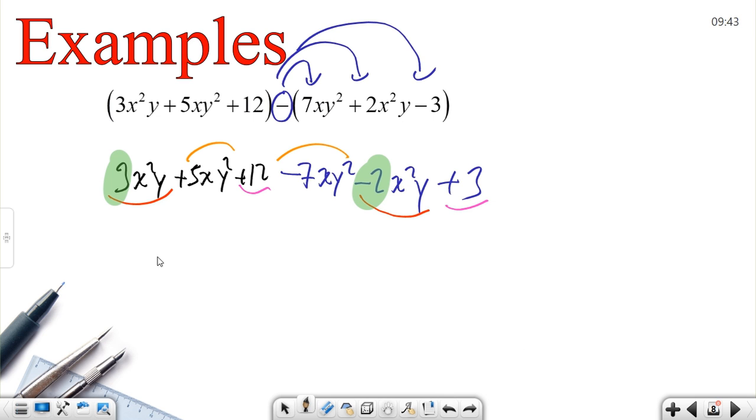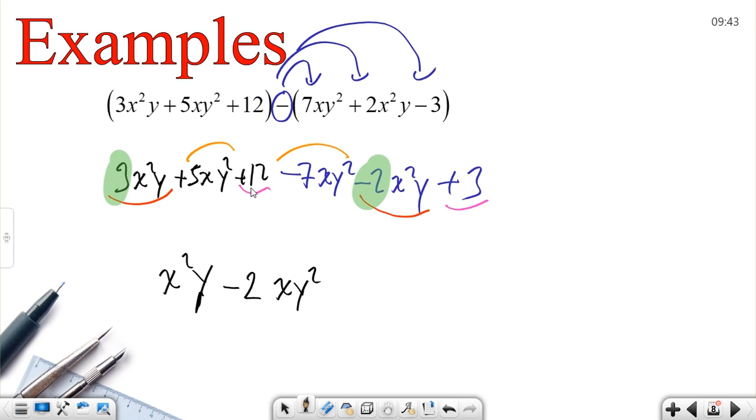And don't forget, 1 times x squared y. We don't write it when the coefficient is 1. Usually 1 times x squared y, because of that we don't write it. Then 5xy squared minus 7xy squared: 5 minus 7 is minus 2xy squared.